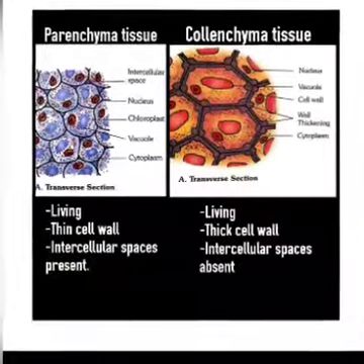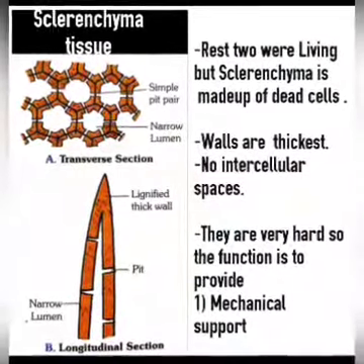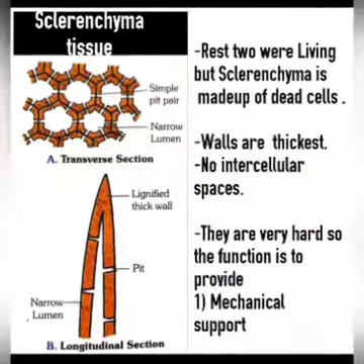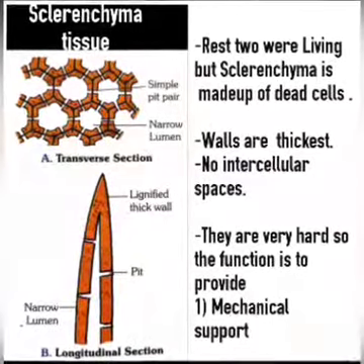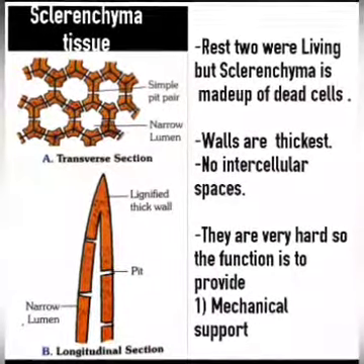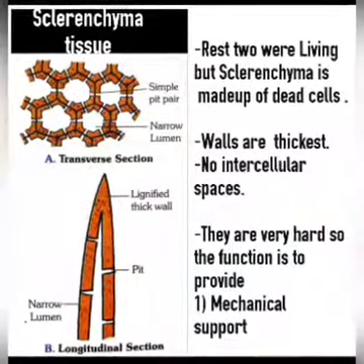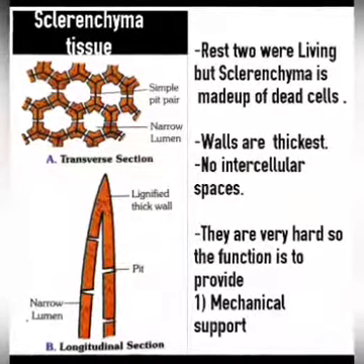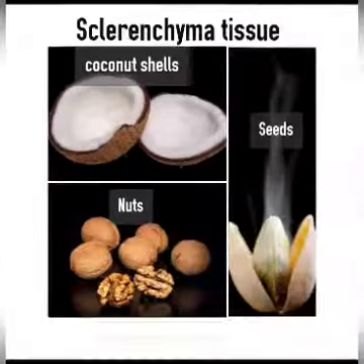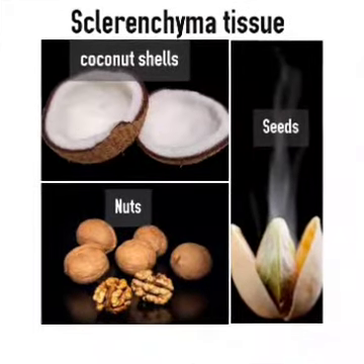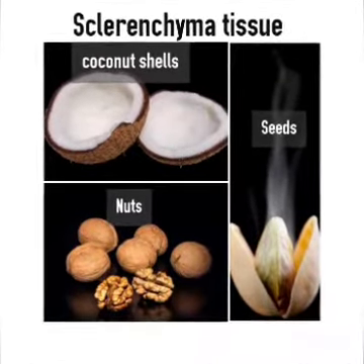Cells are elongated. Now, the third type of simple permanent tissue is sclerenchyma. The other two were living, that is parenchyma and collenchyma. But sclerenchyma is completely made up of dead cells. Walls are thickest of the three. They are very hard, so the main function is to provide mechanical strength. You can find sclerenchyma on the hard shells of coconuts, nuts and seeds, etc.